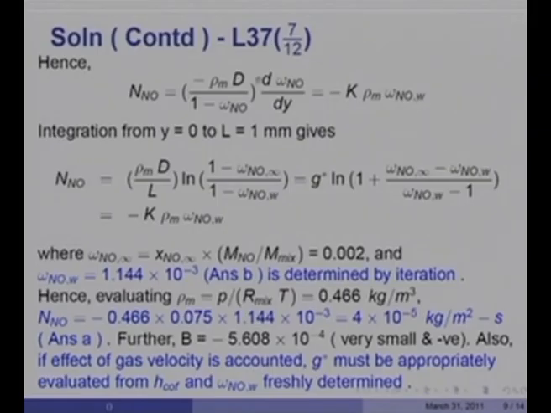If I integrate this equation from y equal to 0 to L, the height of the stagnant layer, which is 1 millimeter, then I will get N NO equal to rho m d divided by L, ln of 1 minus omega NO infinity divided by 1 minus omega NO W, which can be written as G star ln 1 plus omega NO infinity minus omega NO W over omega NO W minus 1, and G star is nothing but rho m d by L, as you know, for a Stefan flow model, and that would equal minus k rho m omega NO W.